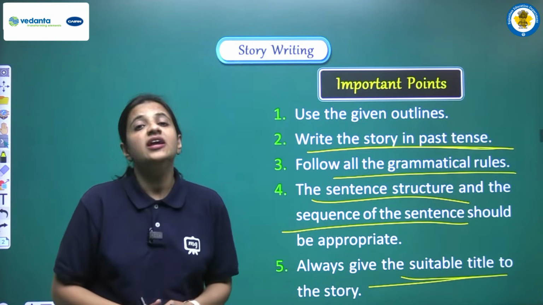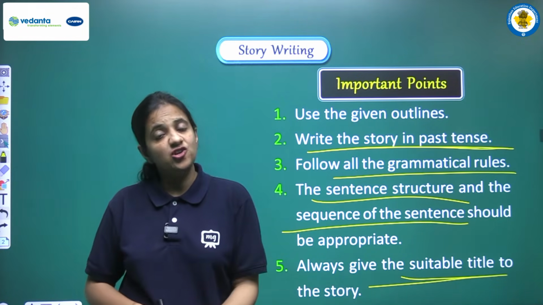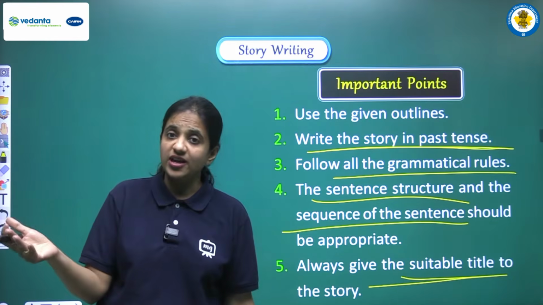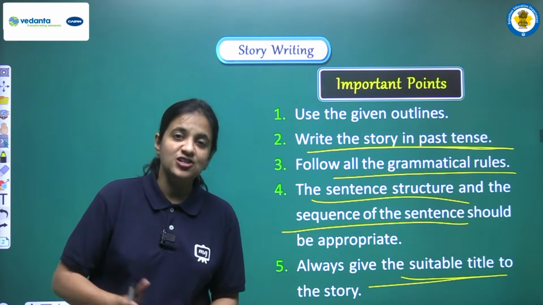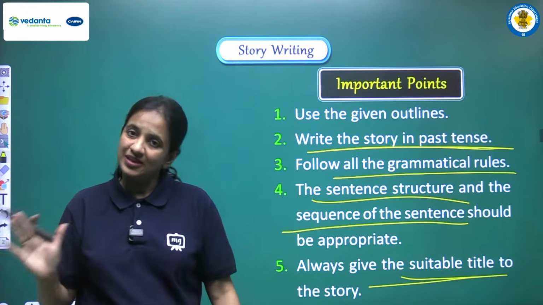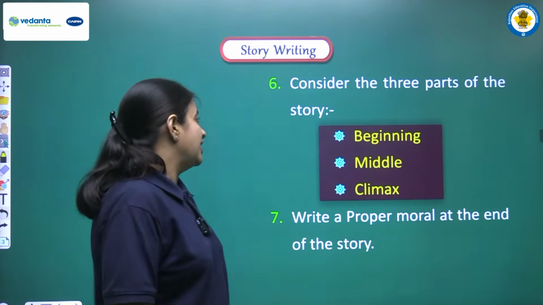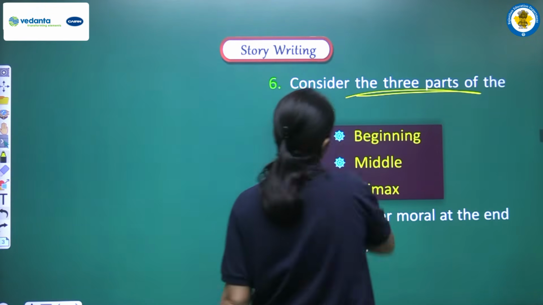So first of all, in the beginning you have to write the title, and yes, you can highlight your title also, you can underline your title. Okay, so it should be highlighted, and yes, a title should always and always be there in the beginning of a story. Okay, next we are considering the 3 parts of a story.